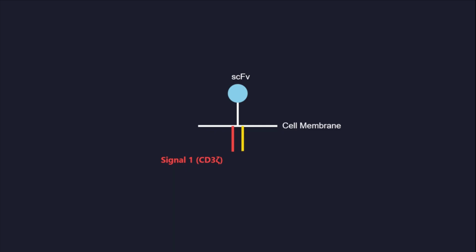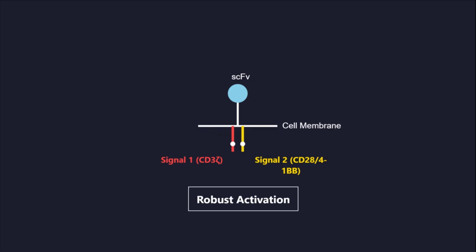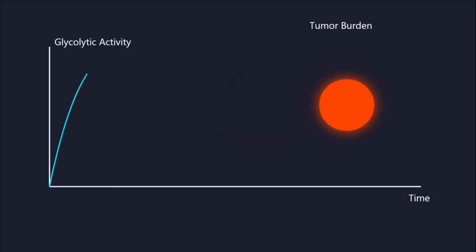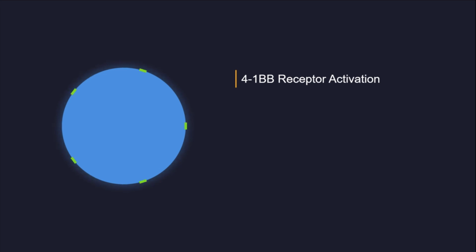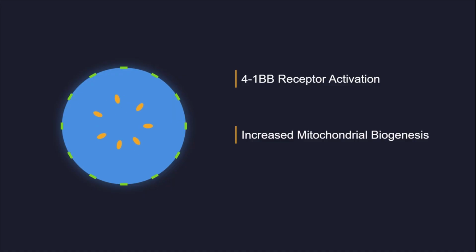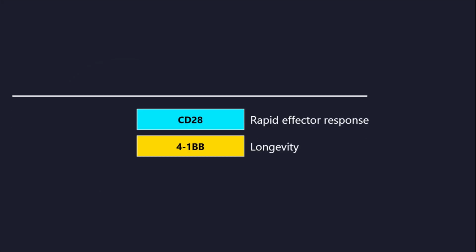Second-generation chimeric antigen receptors integrated a co-stimulatory domain, such as cluster of differentiation 28 or 41BB, to provide the secondary signal required for robust activation. Cluster of differentiation 28 domains provide a rapid and intense peak of glycolytic activity and proliferation, which is ideal for achieving a fast initial reduction in tumor burden. In contrast, 41BB domains promote slower but more sustained T cell persistence by enhancing mitochondrial biogenesis and memory formation, leading to longer-lasting therapeutic surveillance in patients.